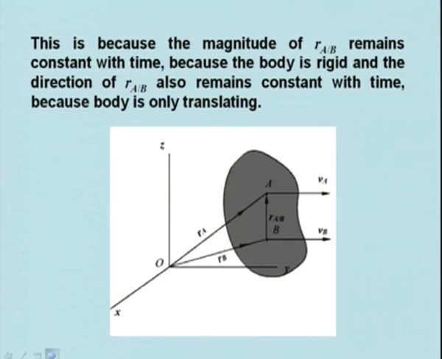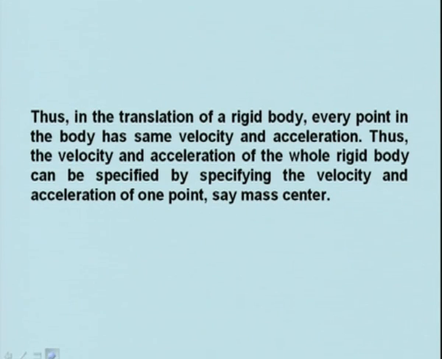This is because the magnitude of RA/B remains constant with time, since the body is rigid. If the body were flexible, this relation would not be correct, because R dot A/B may be nonzero. In a flexible body, even in translation, different points may have different velocities. But we are studying rigid body mechanics. In a rigid body, 2 points have the same velocity and the same acceleration, and that is the specialty of this one.